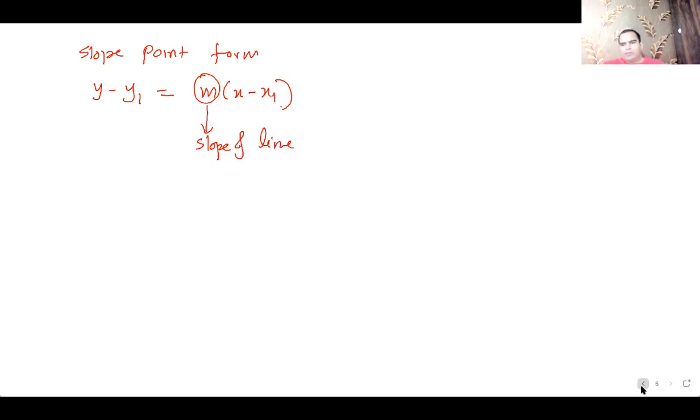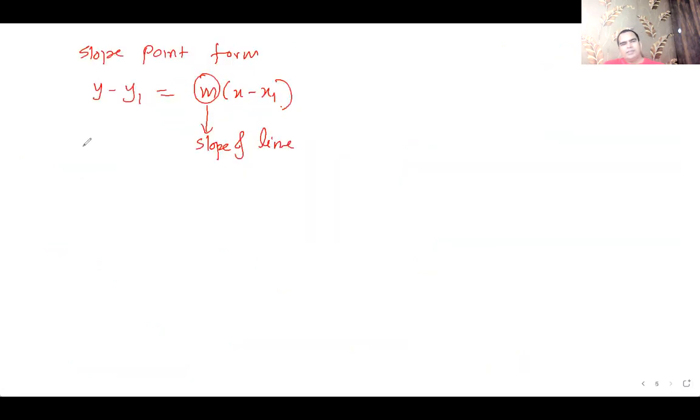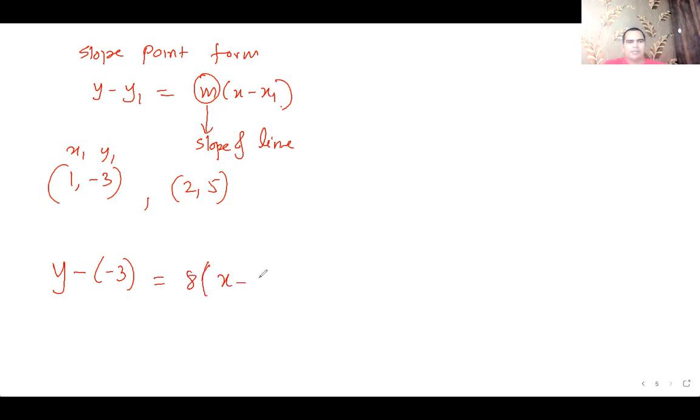Now if I look at the previous question, we already got the slope is 8, so I'm not going to find it again. The points given are 1 comma negative 3 and 2 comma 5. So what's the equation of the line that passes through them? You can simply plug in: let's say this is x1 and y1. So y minus y1, which is negative 3, equals m, which we got as 8, times x minus x1, which is 1. So it becomes y plus 3 equals 8x minus 8.